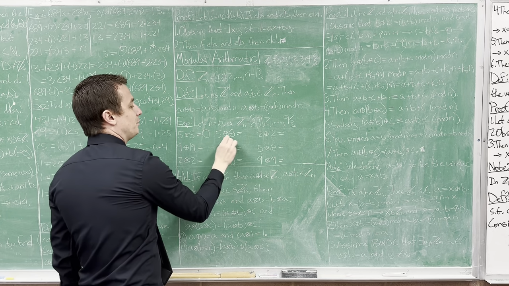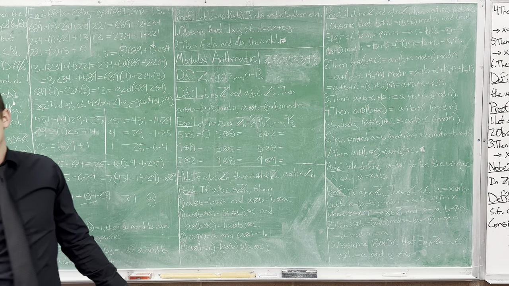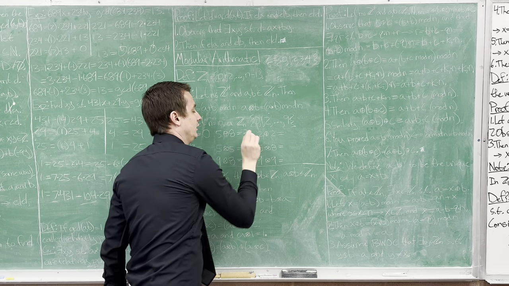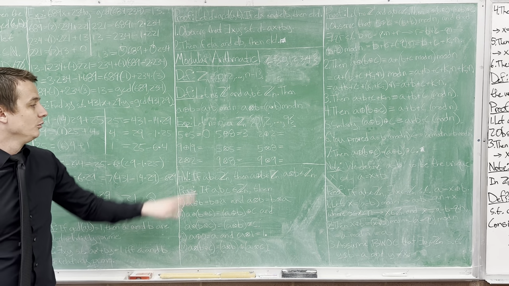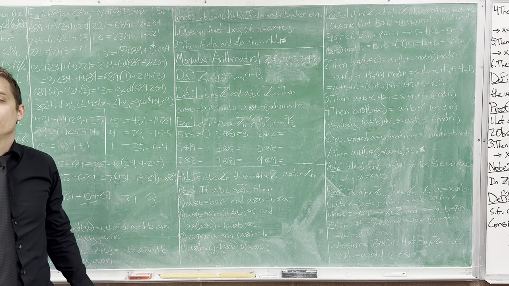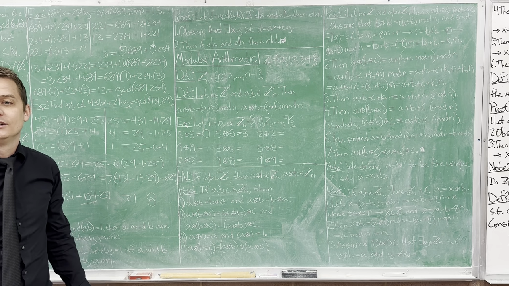All right, what's 5 plus 8? 3. Why is it not 4? What's 5 plus 8? 13. 13 mod 10 is 3.